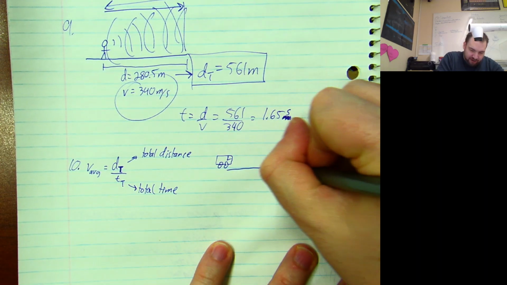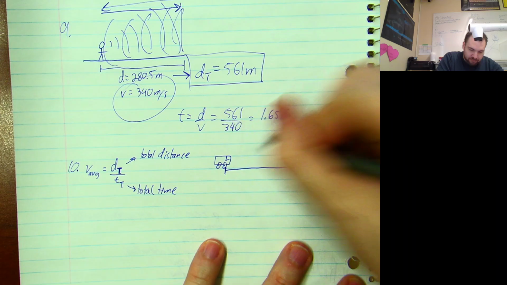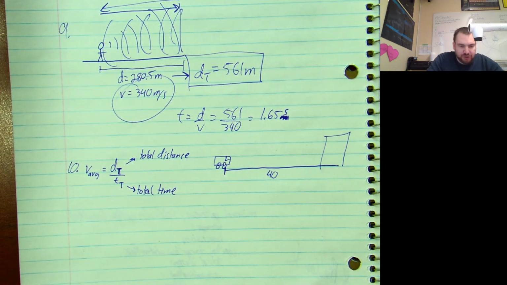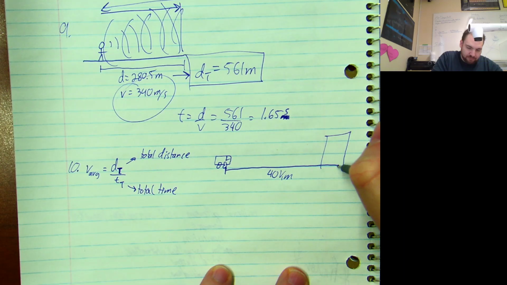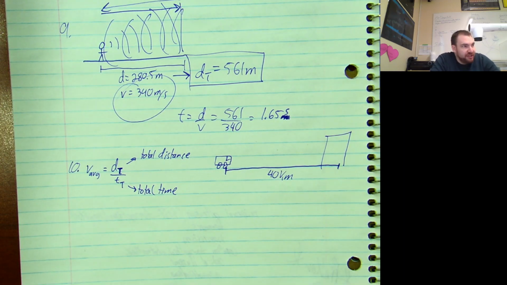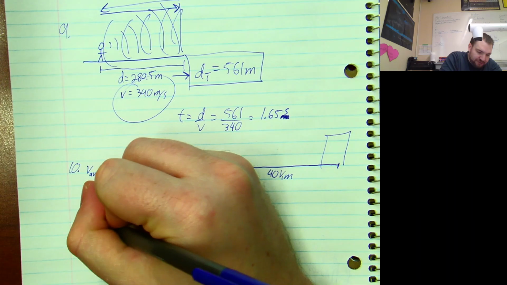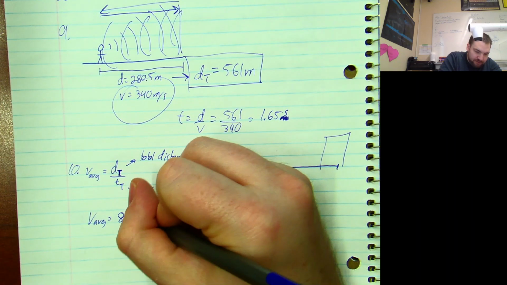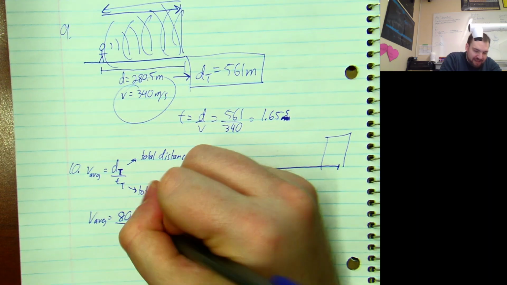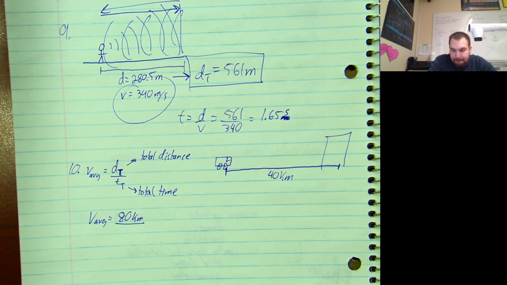This distance here, we're told is 40 kilometers. So what's the total distance going to be for her trip? 80. So average speed is going to be 80 kilometers. Now we need time.